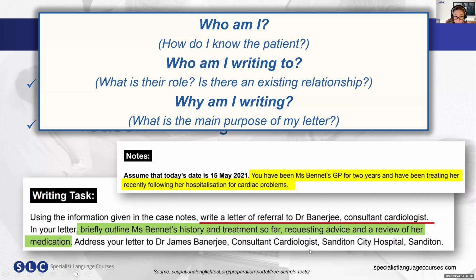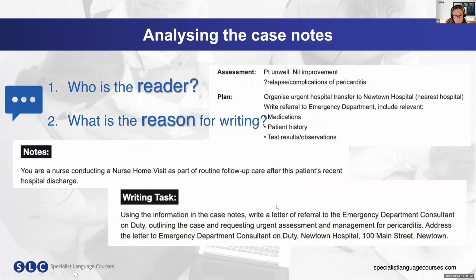So we need to briefly outline the history and treatment, and the requests are advice and a review of her medication. So we need to choose the history and treatment that relates to the advice and review of medication that we're requesting. Okay, so really important that you can find out this information before you analyze the case notes.